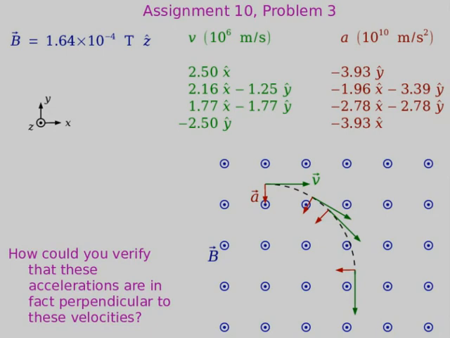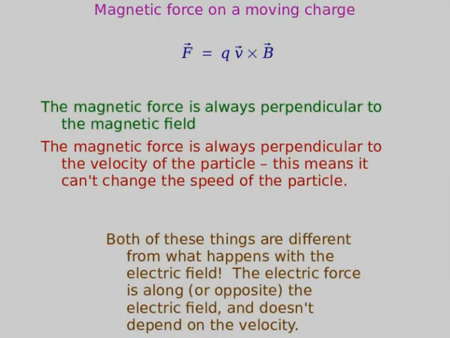Here's a question that I'm going to leave for the alert reader, and if you can't figure this out, ask me somewhere. How could you verify using these numbers I've given you here that these accelerations are perpendicular to these velocities? So think about that. The magnetic force on a moving charge, remember the Lorentz force is this plus the electric force. The magnetic force is always perpendicular to the magnetic field, always perpendicular to the velocity of the particle. And here's another thing this means. To change the speed, you have to have a component of acceleration along the velocity. Think about the little arrow vectors.